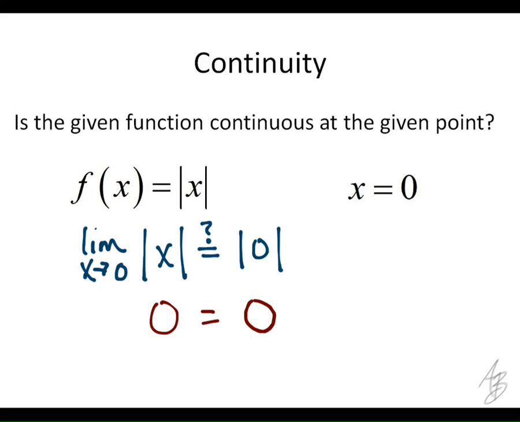Just a quick tip. If you can use direct substitution to evaluate a limit at a point, then it is continuous at that point, because direct substitution is evaluating the function at that point. So anytime you can use direct substitution, that means it's continuous. If we had to use algebraic methods to use direct substitution, then we're going to have to look into it a little bit more closely. Okay.